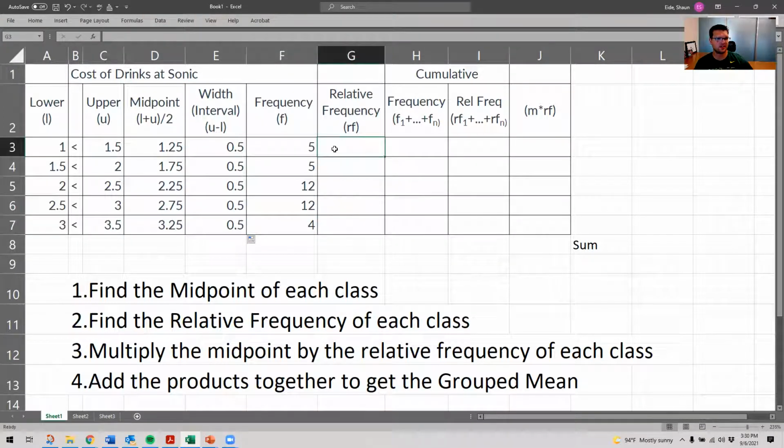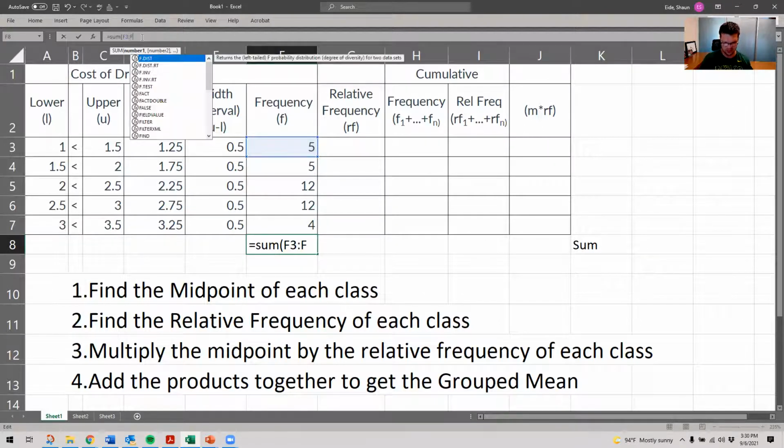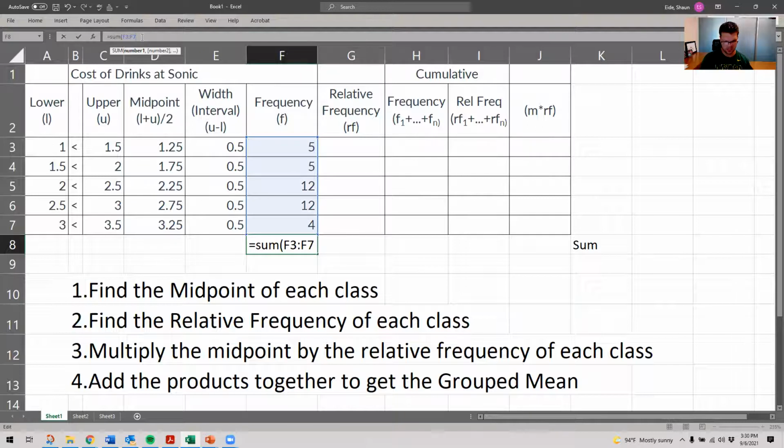And then the next thing that we're going to want to do is find the relative frequency. Remember that means how does each individual class, or the frequencies in each individual class, compare to the whole? So we need to find the whole. So equals sum, F3 to F7. Sometimes it just doesn't work. Okay, so we've got the sum. There's a total of 38 drinks ordered.